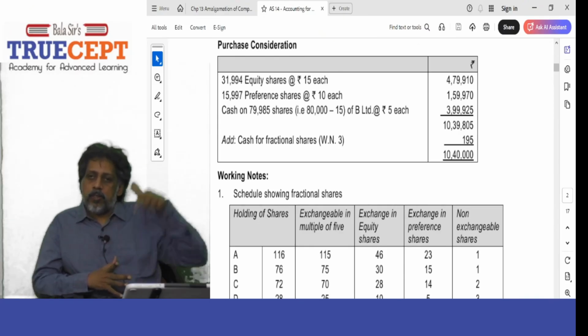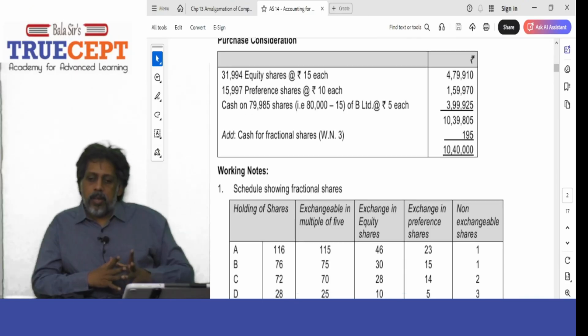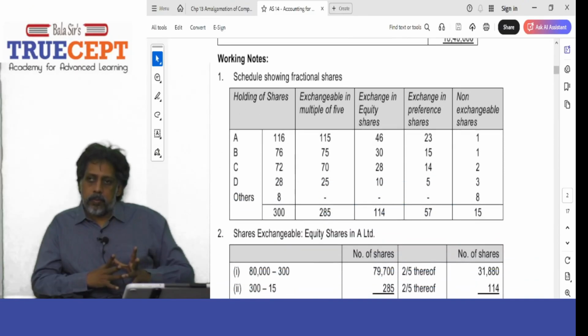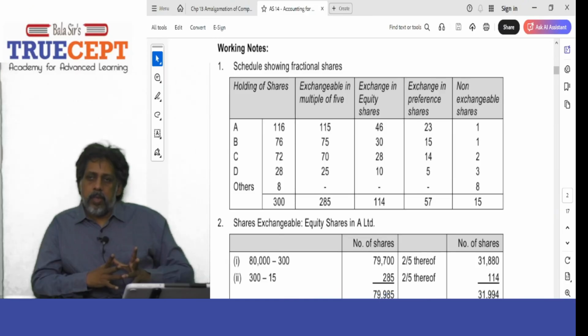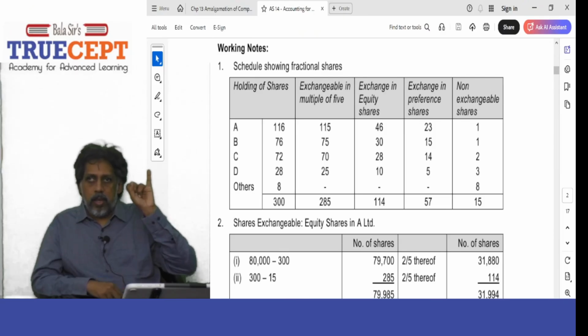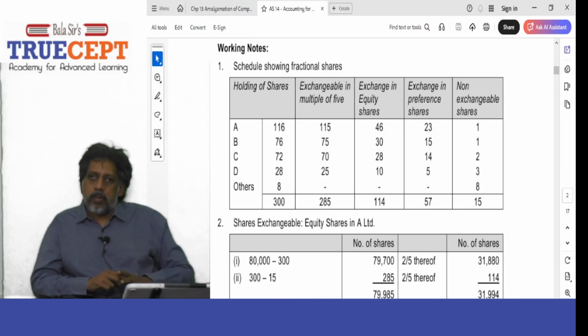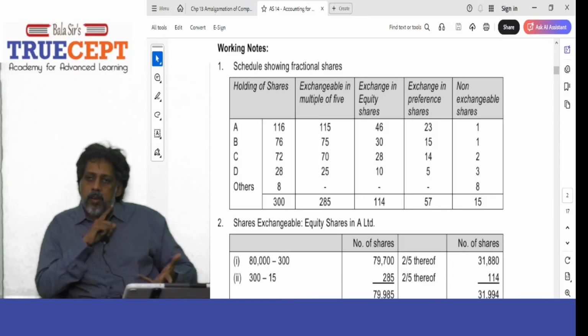Take us through the working notes first. Working note number 1: schedule showing fractional share holding. I'll tell you what columns you're going to make. You're going to draw 2 columns. The first column is the holding of shares. The second column is exchangeable in multiples of 5. I don't want exchange in equity shares or exchange in preference shares. Non-exchangeable shares, I want that column. So the columns I want are the shareholding, exchangeable in multiples of 5, and non-exchangeable shares. Only these columns I want. Is that fine?